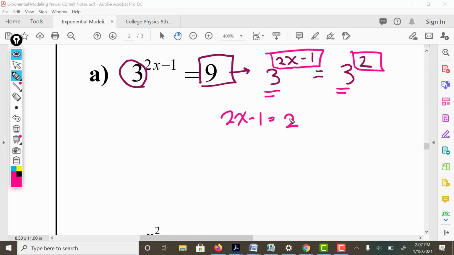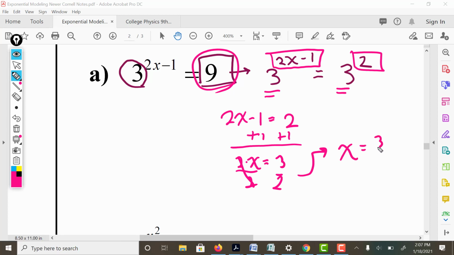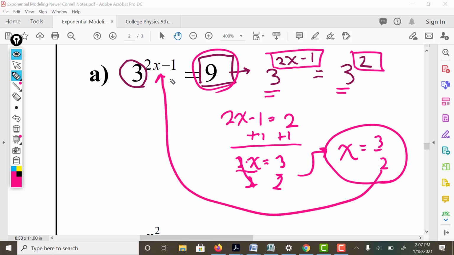Recall, of course, the original was 9. We express it in terms of the same base 3. So we end up with this problem, and it becomes a simple two-step problem from 7th grade. We divide both sides by 2, and we get that x is 3 over 2. It's up to you to decide if you want to go ahead and take this answer and plug it back into the x to see if it's true. I'll leave that up to you if you're interested.